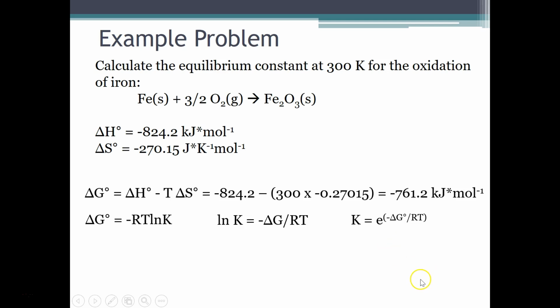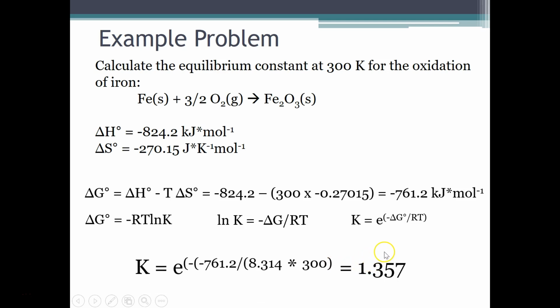Now, like I told you, if you are unfamiliar working with natural logarithms, you really should be. So I'd recommend, if you're not, watching a few YouTube videos or asking your math teacher and getting caught up on that, or asking me during free time. All right, so when we plug into our equation, we get K is equal to 1.357.